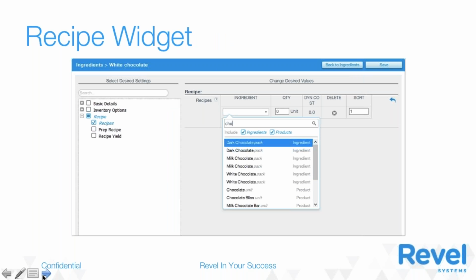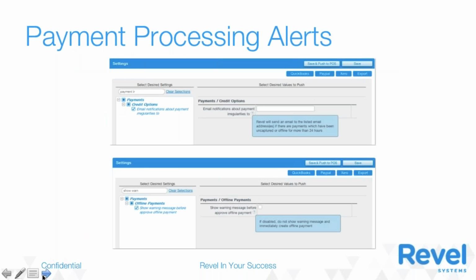We've enhanced the recipe widget here. So you have an improved experience when creating recipes. You'll see that looking up and selecting ingredients for recipes is now easier, where I can check or uncheck ingredients or products if I don't want to see one of them. So just easier and faster searching there when you're going through all of your ingredients for recipes.